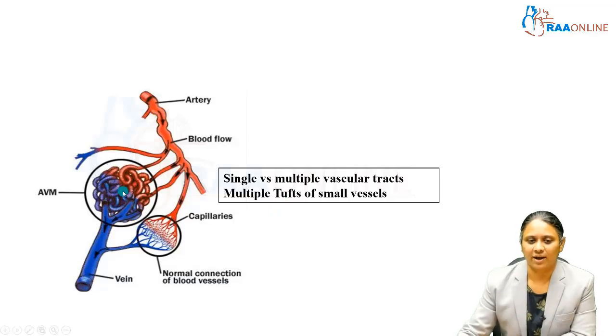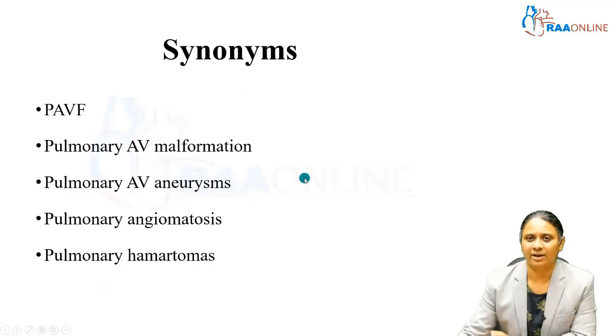So this can include either single, here this is a multiple vascular tract, or it can be tufts of small vessels similar to capillaries. The other names used for pulmonary artery fistula are pulmonary AV malformation, AV aneurysms. If they are hugely dilated, these aneurysms are prone to rupture. So these ruptured pulmonary aneurysms can give rise to hemoptysis or intrapleural rupture resulting in hemothorax, or chronic small ruptures can result in chronic pulmonary hemosiderosis.